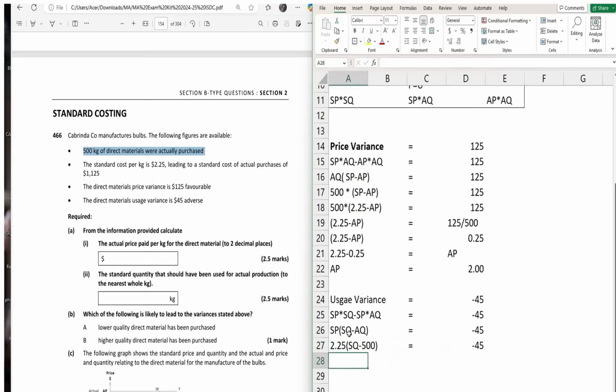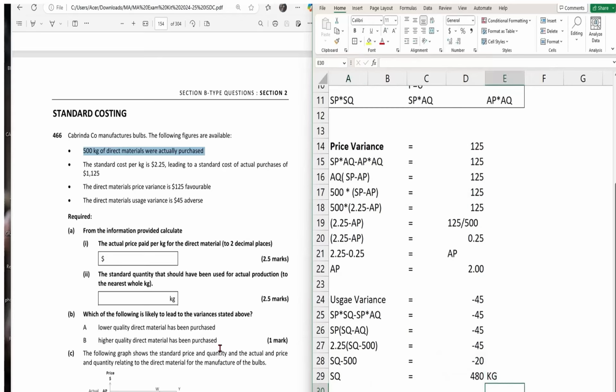It's very simple. So SQ minus 500 will remain on the left hand side. I will send 2.25 to the right hand side. And as 2.25 is being multiplied on the left hand side, in the other part of the equation, it will be divided. So minus 45 divided by 2.25. Now I will keep the SQ on the left side and send 500 to the other side of the equation. That means plus 500. And that is the 480 kg.